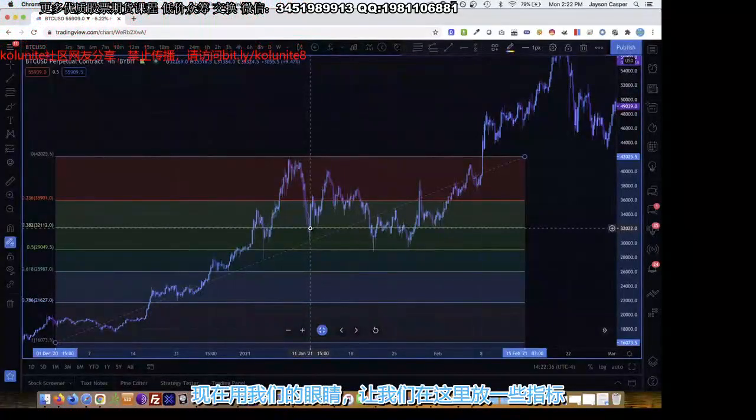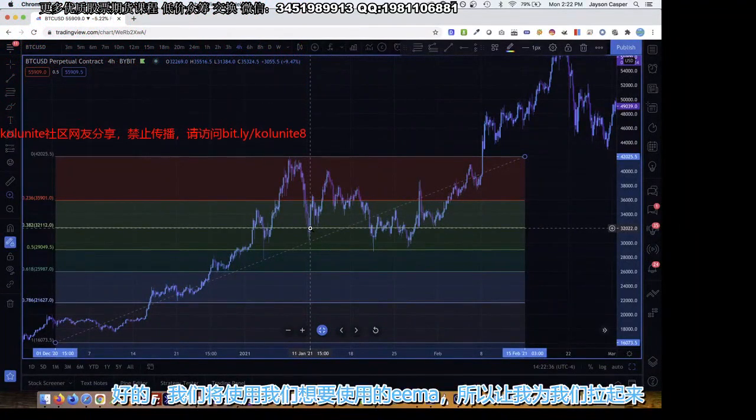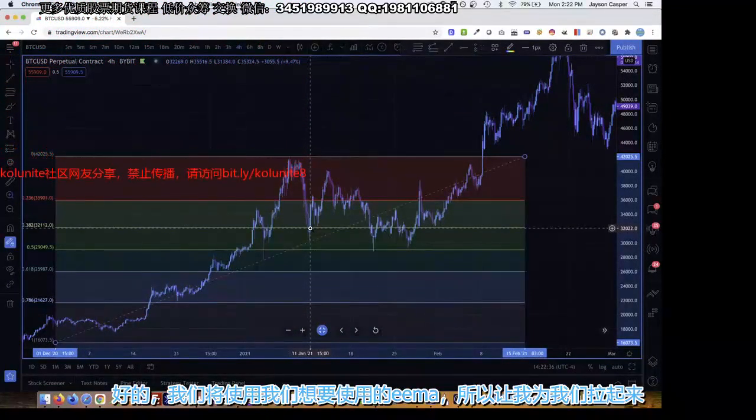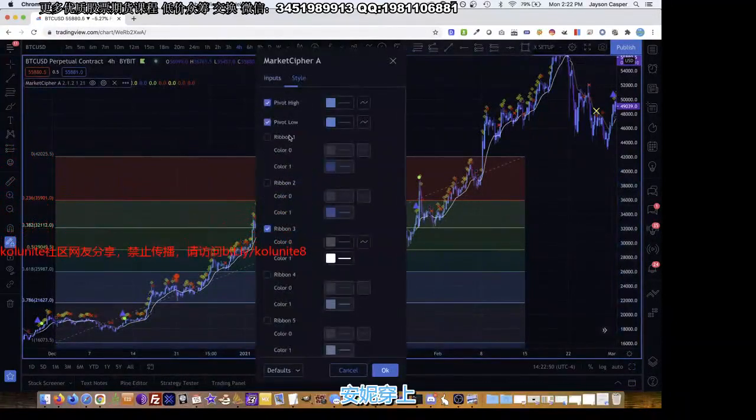Now, let's just put on some indicators here. Let's put on market cipher A, right? And we're going to use the EMA that we like to use. So let me pull that up for us and put on ribbon 5, turn off ribbon 3.